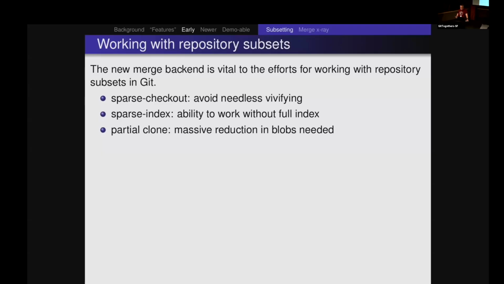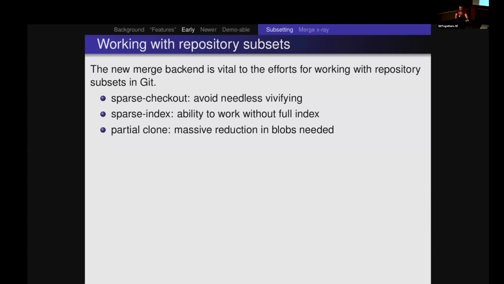Another way of subsetting your repository is to keep the full history, but just have a subset of the files checked out, something known as a sparse checkout. In addition to having your working tree be sparse, you could also think of having your index file be sparse. Both of these are things that didn't work well with the old merge backend. The old merge backend had working tree update code littered all throughout it, and trying to change that so that it wouldn't modify the working tree basically required a complete rewrite.